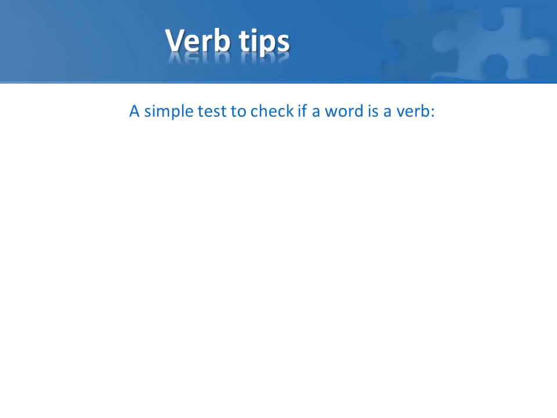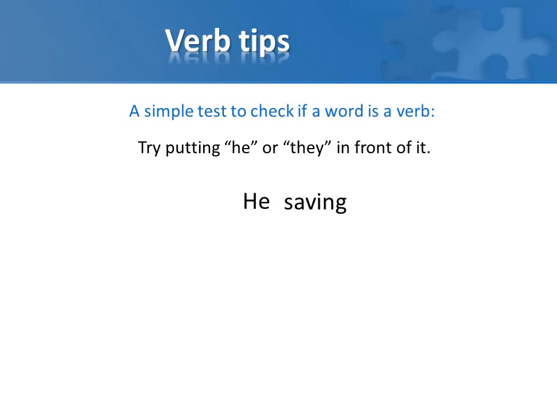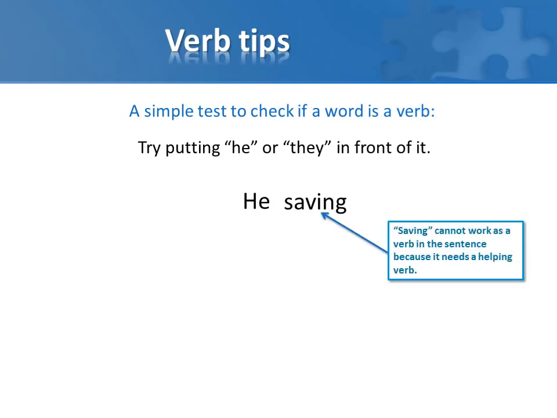Sometimes we're not sure if a word is actually working as a verb in a sentence. Here's a quick test you can try to see if a word is in fact a verb. Try putting the word he or they in front of it. For example, we could try the word saving. If we say he saving, it sounds awkward, and we know that ing words can't work as verbs by themselves. They need helping verbs. So saving, in this case, is not a verb.